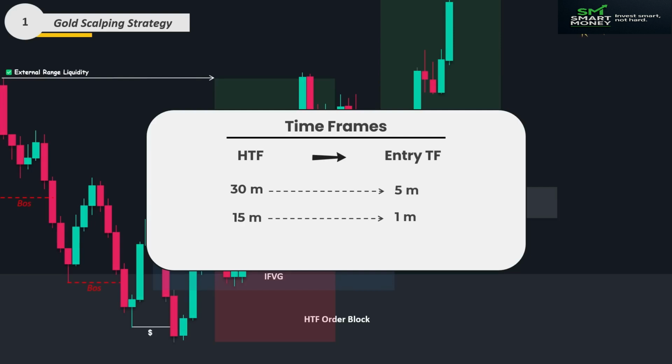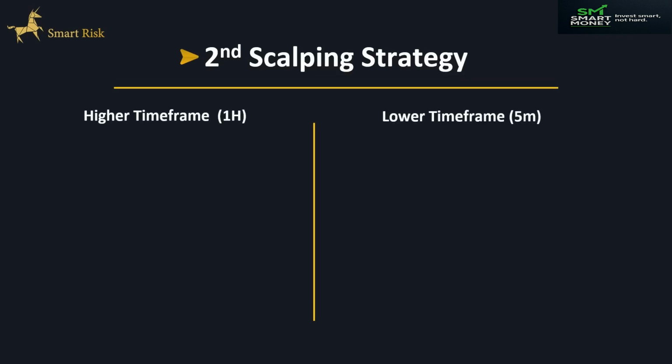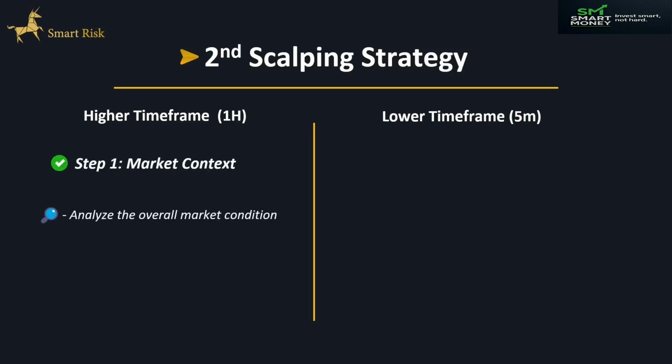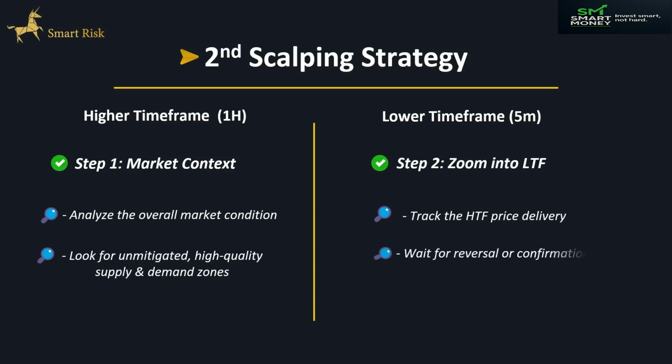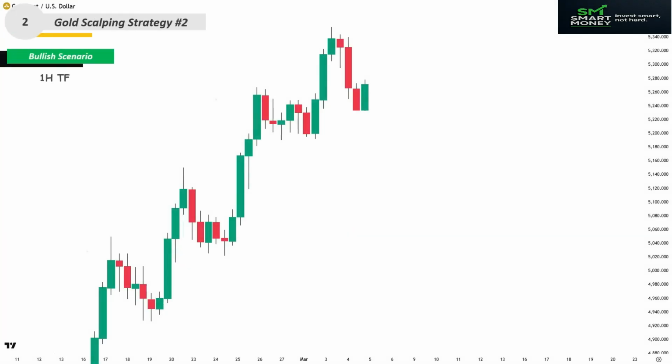So let's continue with the second scalping strategy. This setup works with two time frames, the 1-hour and the 5-minute charts. On the higher time frame, we analyze the overall market condition. Here, we're looking for unmitigated high-quality supply and demand zones. Then, we zoom into the lower time frame to track the higher time frame delivery and look for reversal or confirmation signals. This is where your entry model needs to appear before opening a position. Now let's go step by step on the chart and see exactly how to apply it.